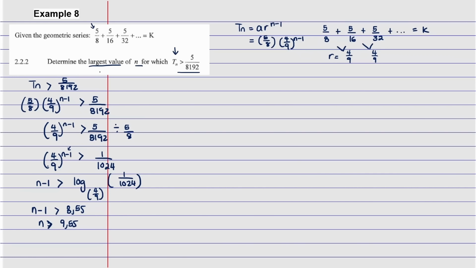So they said they want the largest value. Since n is greater than 9.55, meaning any number that is greater than 9.55, the greatest one is going to be when n is equal to 10, right? So this will be your final answer, because for any number that's greater than 9.55, the largest one is going to be when n is equal to 10. I hope that makes sense.